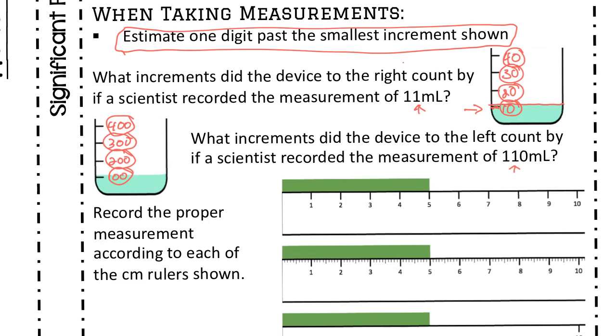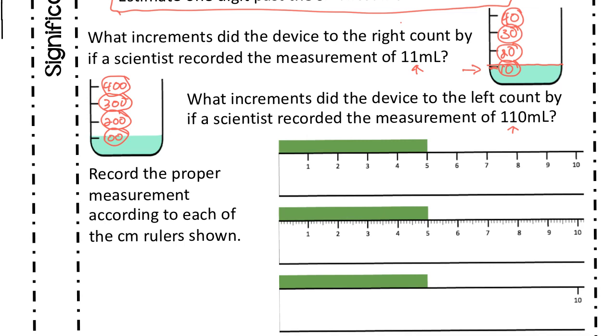Let's take a look at these rulers here. It says, record the proper measurements according to each of the centimeter rulers shown. So these are all in centimeters. Now, let's take a look at this first measuring one. The green line goes to 5. I think we would all agree that 5 is that first number. We have to estimate one place past what we can read. So I'm going to say that this is 5.0. I think that green line comes right to 5.0. You can see that we're in the ones place. I've got to estimate to the tenths.